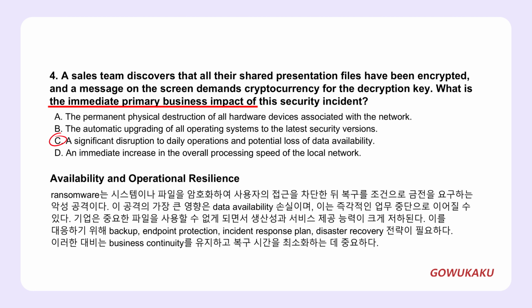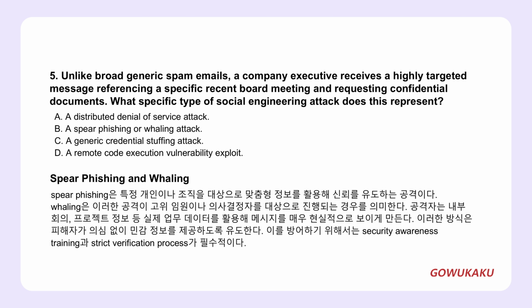But it is interesting to note how attackers pivot from those broad ransomware nets to highly targeted manipulation. Question 5. Unlike broad generic spam emails, a company executive receives a highly targeted message referencing a specific recent board meeting and requesting confidential documents. What specific type of social engineering attack does this represent? The correct answer is B.